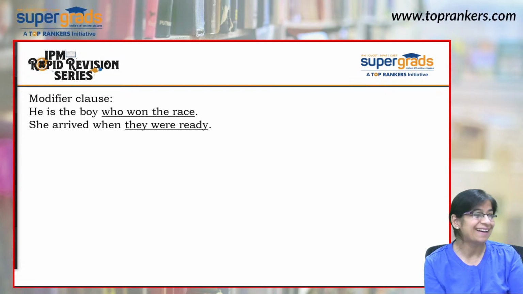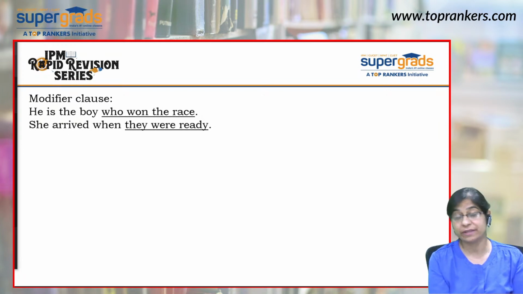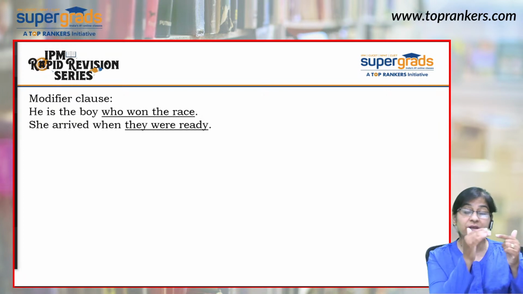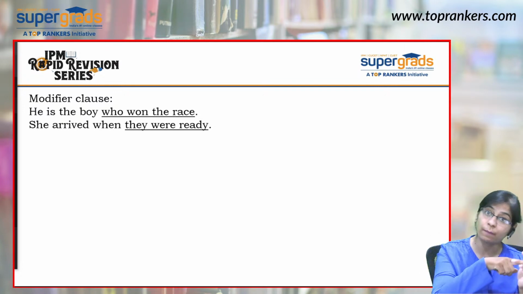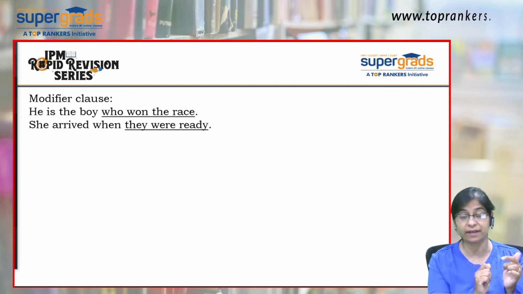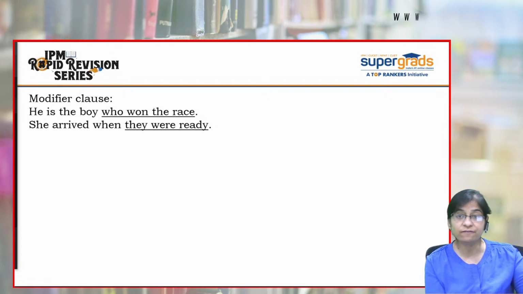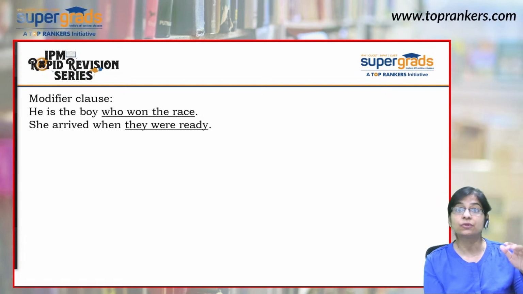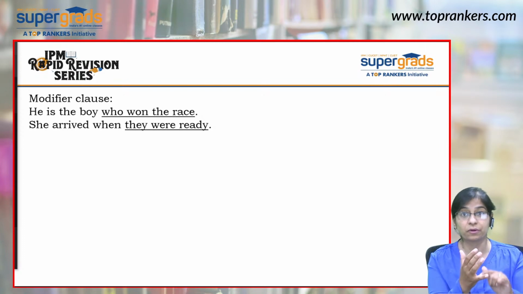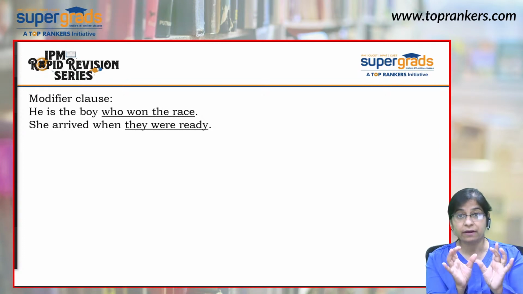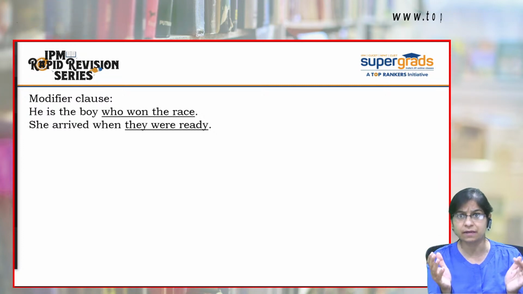Now, the next expression that I have for you is she arrived when they were ready. Now, see, the clause when they were ready talks more about the time when she arrived. So, when did she arrive? When they were ready. So, be it a word, a phrase, or a clause, the modifier only tells you more about the noun or the pronoun or the work that has been done in a sentence.